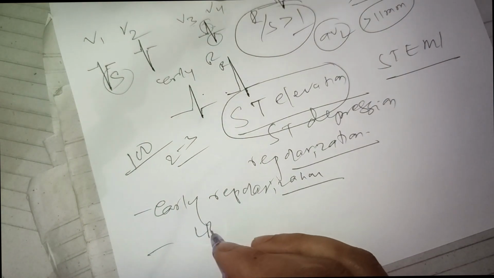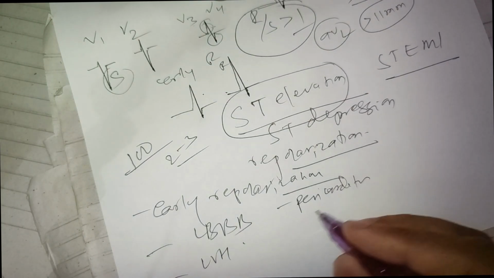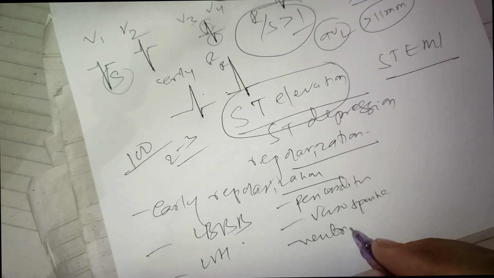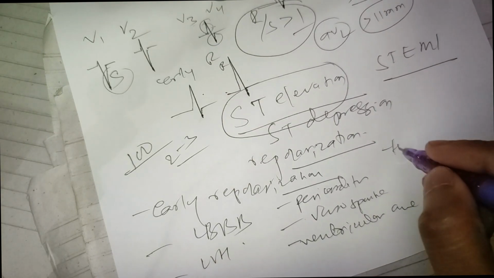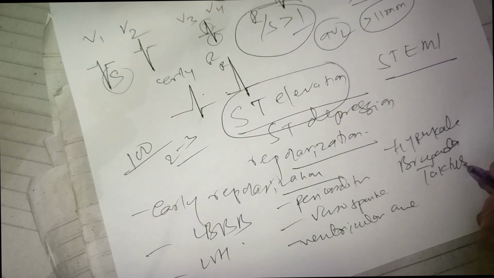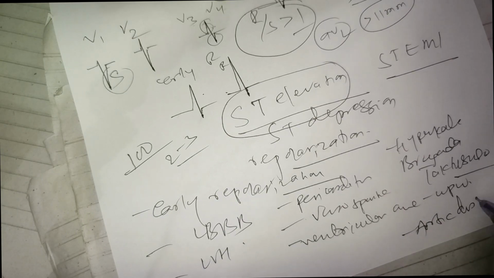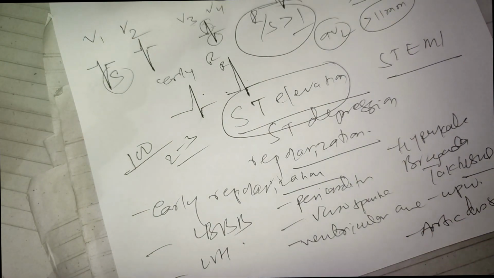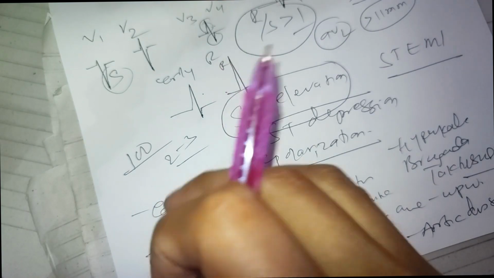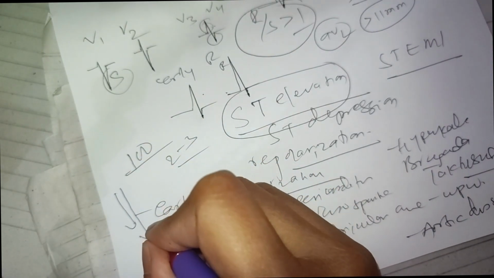So that is actually normal. Or as I told you, it can be left bundle branch block, it can be left ventricular hypertrophy, it can occur in pericarditis, right? It can occur in vasospastic angina, in ventricular aneurysm, in hyperkalemia, in Brugada syndrome, in Takotsubo cardiomyopathy, in WPW, in aortic dissections. So wherever there is depolarization abnormality, there will be repolarization abnormality, because let me rephrase it again, whatever the sequence of depolarization, repolarization will also follow the same sequence, right?